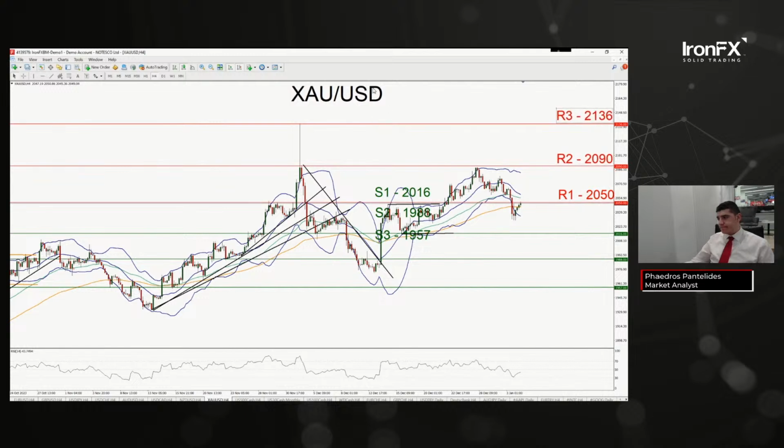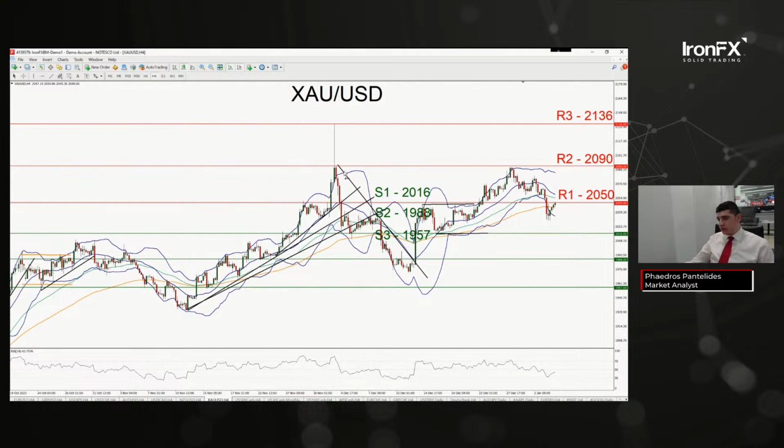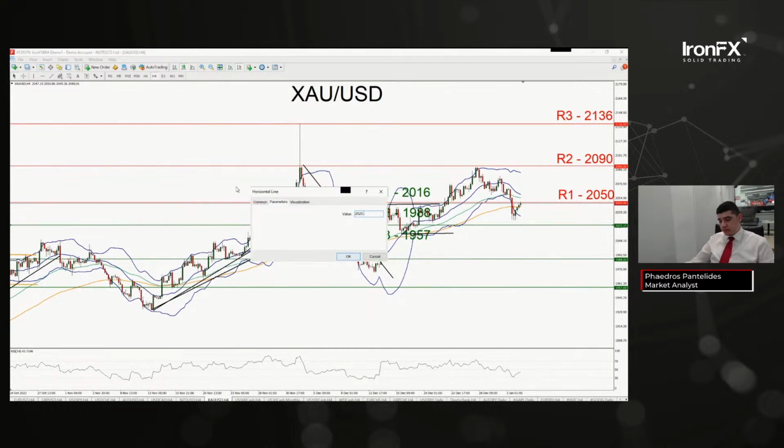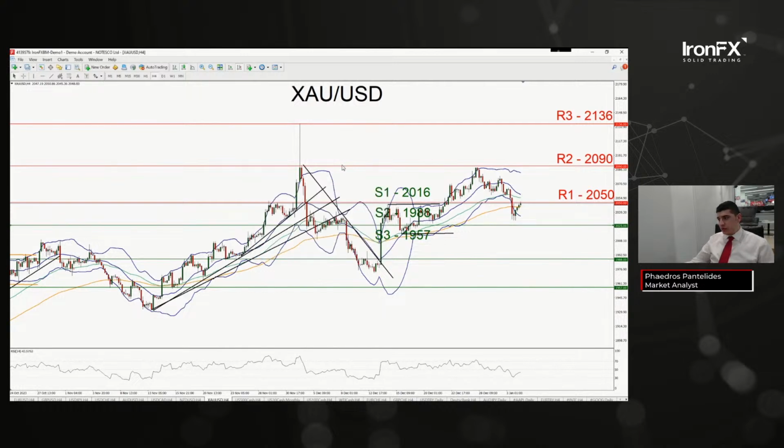2090. And then for S1, if you'd like, you could place 2025 for S1, S2 1988, and then for S3 1957. So you have S1, S2, S3, not forming an upwards moving trend line as of yet, but we could form a downwards moving trend line from a more macro perspective.